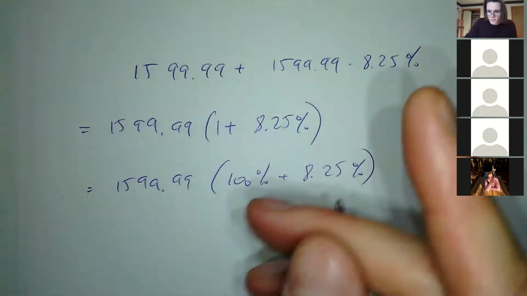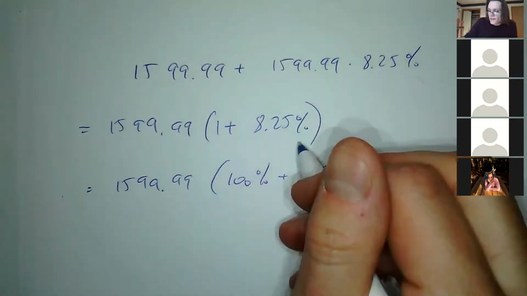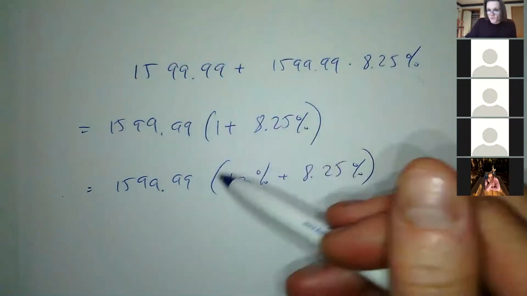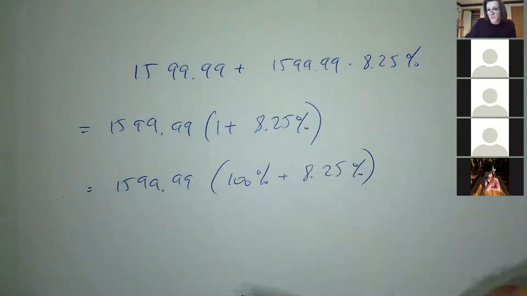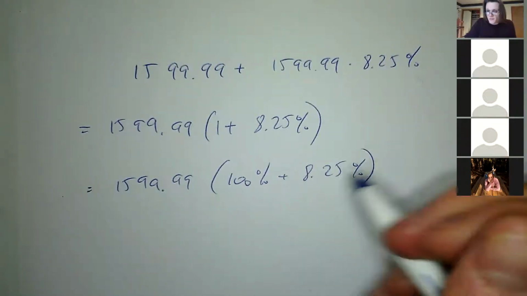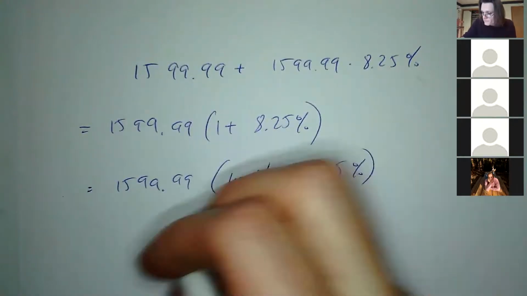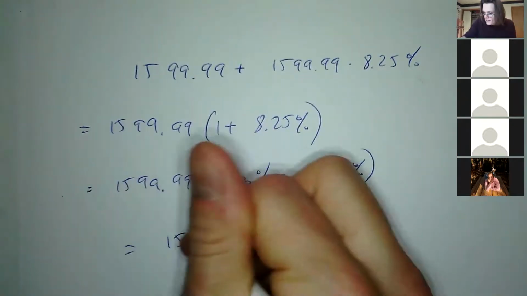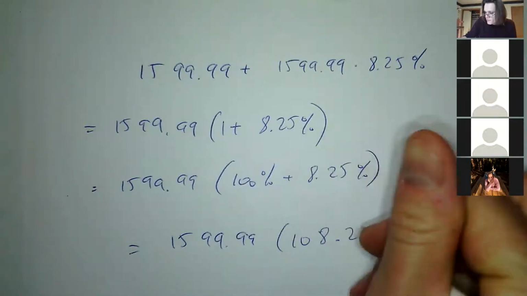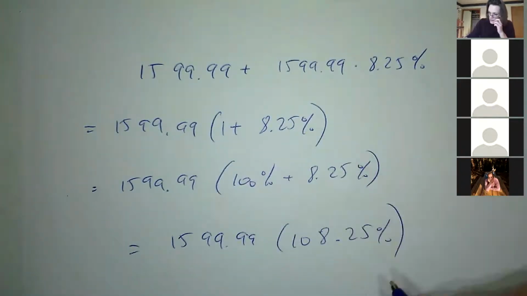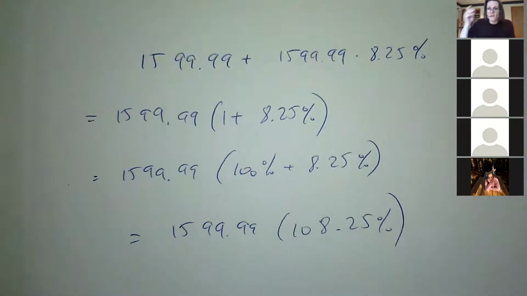So I guess that's something to keep in mind. You can't add things together if they're not both percents or both not percents. You can write these both as percents, or you can write them both as decimals, and then you can add them. But unless they're both in the same kind of standard, you can't combine them together. Not easily, I guess. Regardless, I get 1599.99 times 108.25%.